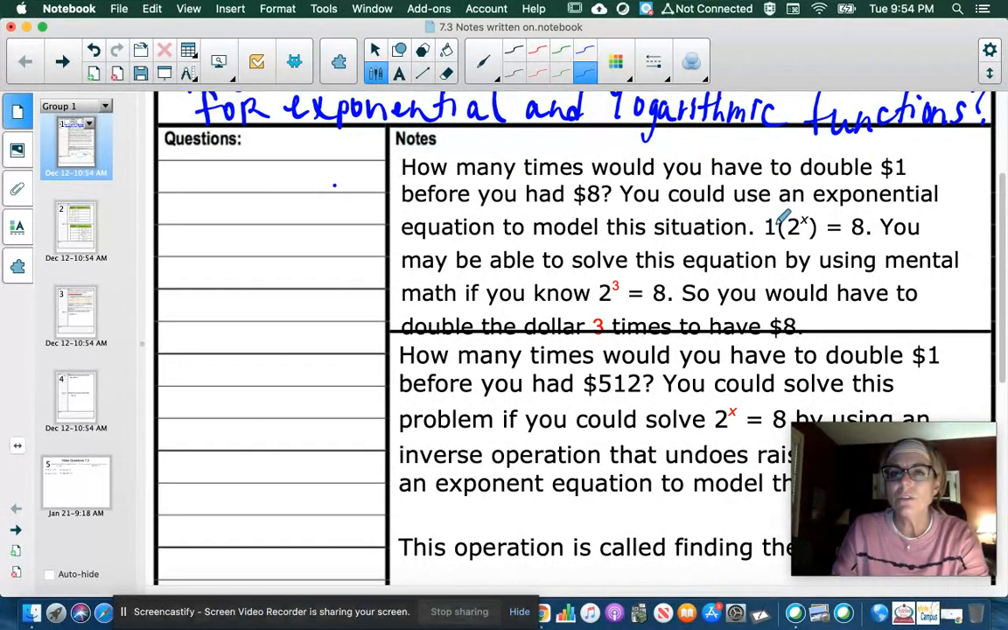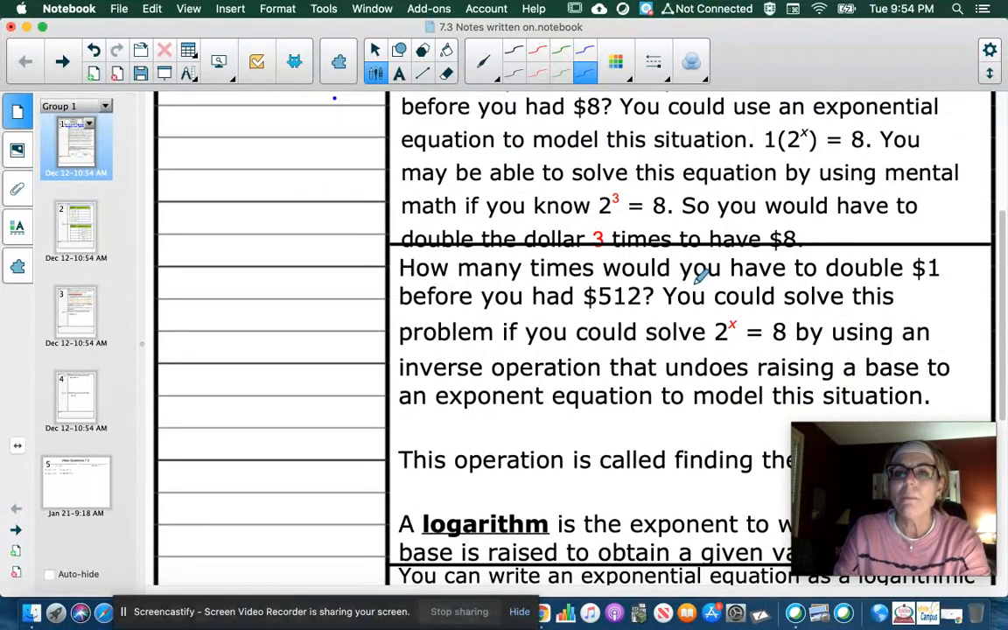Start with $1, doubling, that's our base, 2 to the x equals 8. You may be able to solve this equation by using mental math if you know that 2 to the third power equals 8. So you would have to double the dollar 3 times to have $8. How many times would you have to double $1 before you had $512?